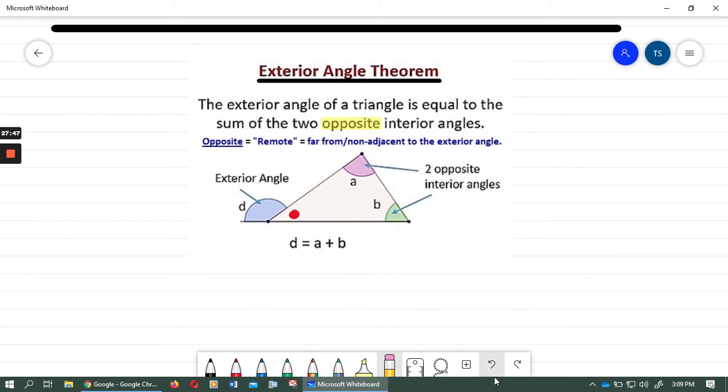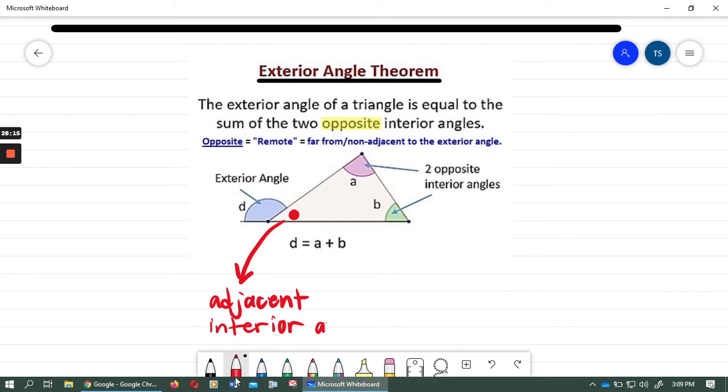So again, folks, we're not talking about the angle that is right beside that exterior angle. We're not talking about that adjacent interior angle, but we're talking about the two that are not adjacent to it.